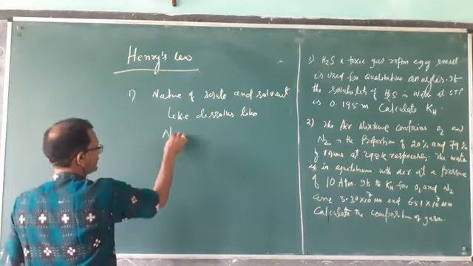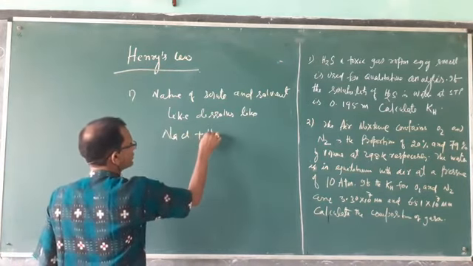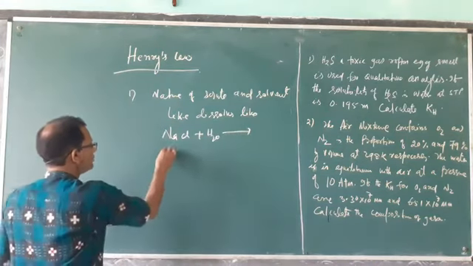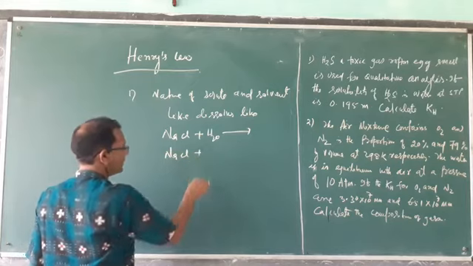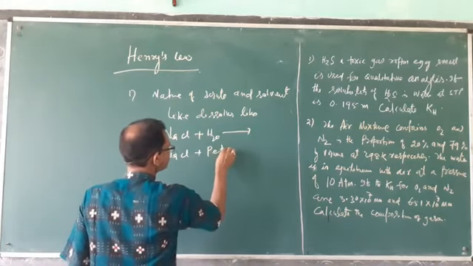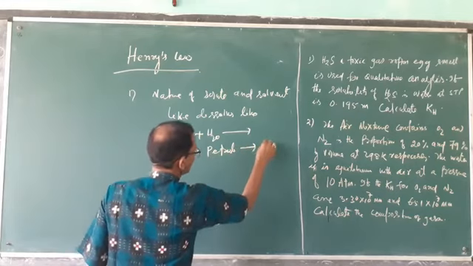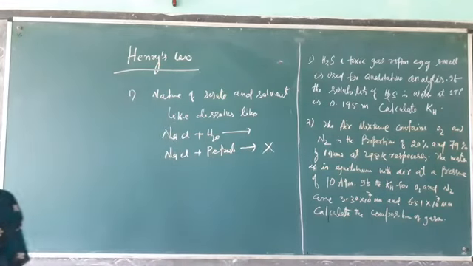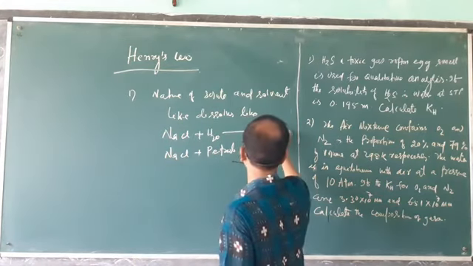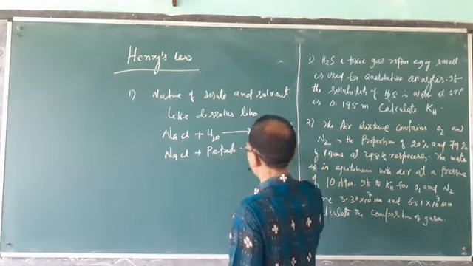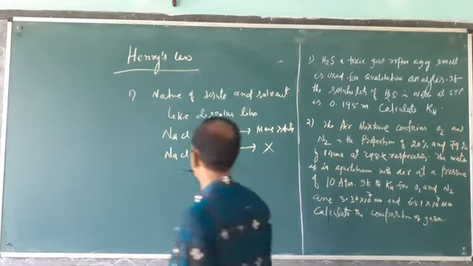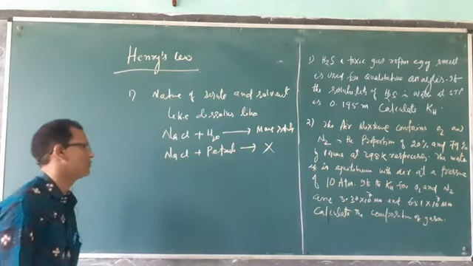Sodium chloride in water is highly soluble, but sodium chloride in kerosene or petrol is insoluble. That means solubility depends upon the nature of solute and solvent.